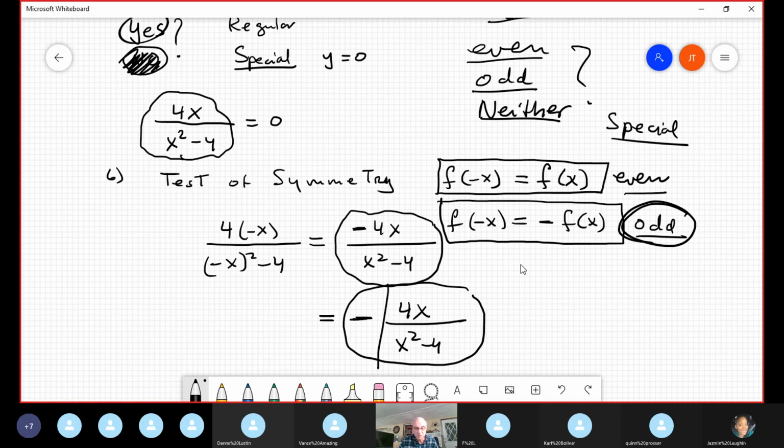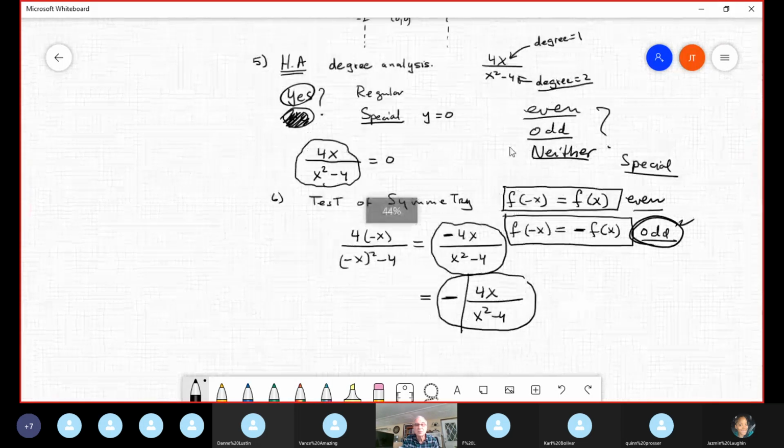Now this expression is identical to this expression. What is the only difference? The minus in the front is exactly this minus. It's odd. That means that the negative part is opposite sign to the positive part.